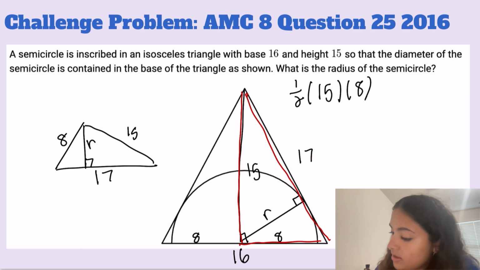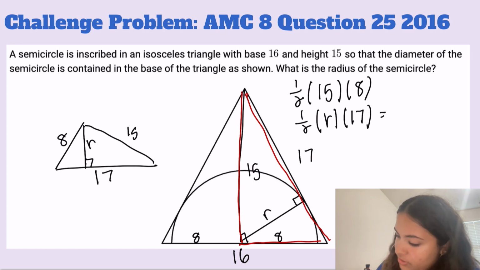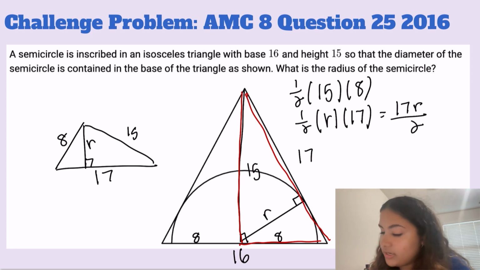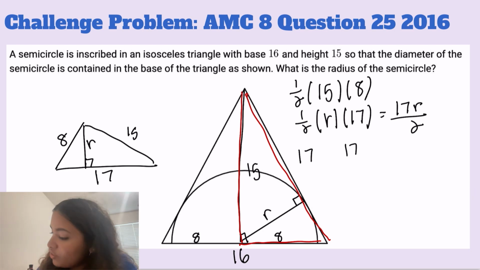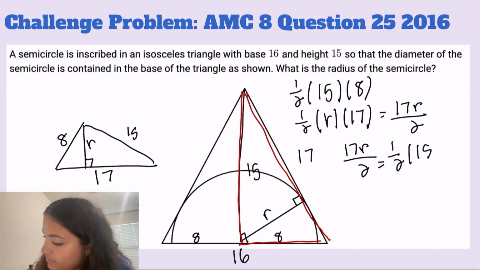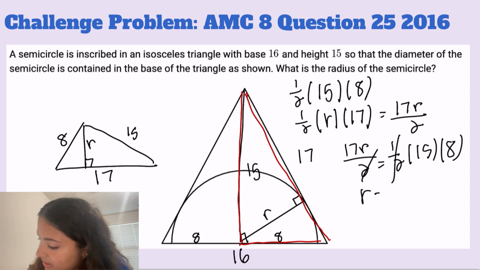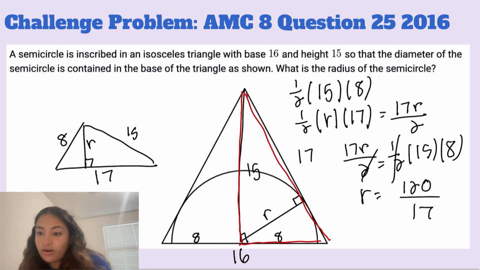So in that case, the area of the triangle would be 1/2 times height times the base, which is 17r over 2. And these two quantities are actually equal because they both represent the area of the same triangle. So we can set 17r over 2 equal to 1/2 times 15 times 8. Cancel out the 2's, and we get r equals 120 over 17. And that's our final answer.